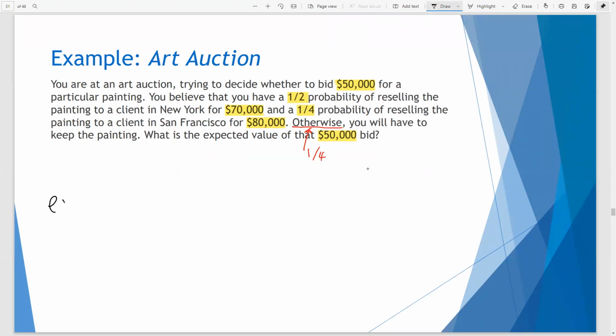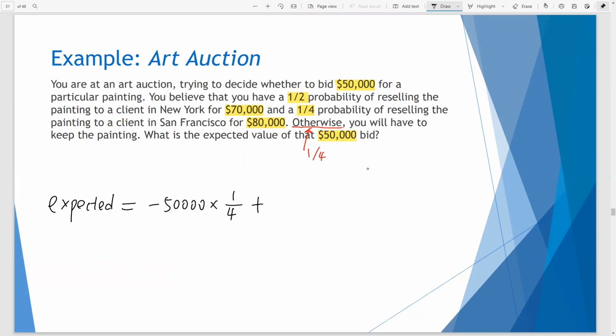So expect to pay $50,000 and have nothing to sell, just to have a bid of $50,000 and sell nothing. That means he loses just $50,000. But in other words, that is the case where he just keeps the painting. So that's something else.